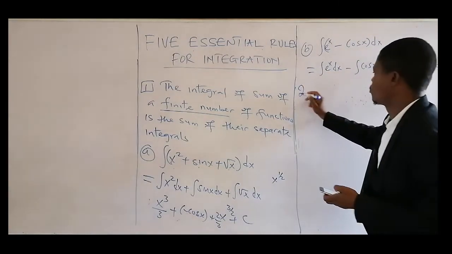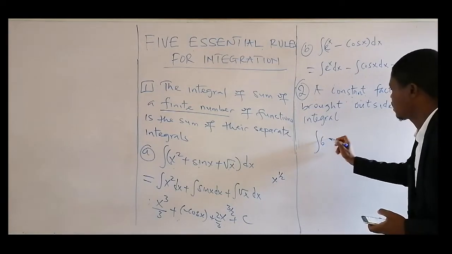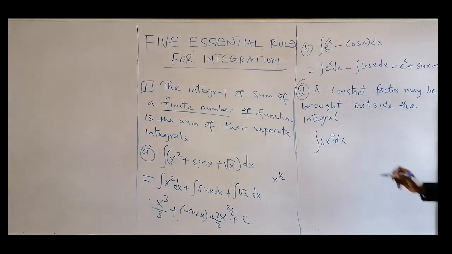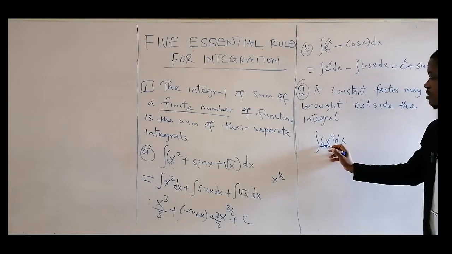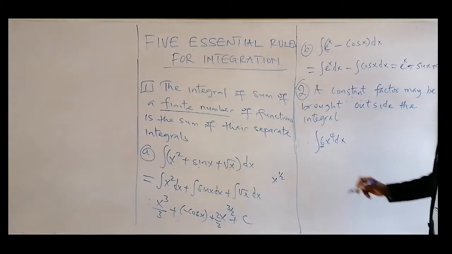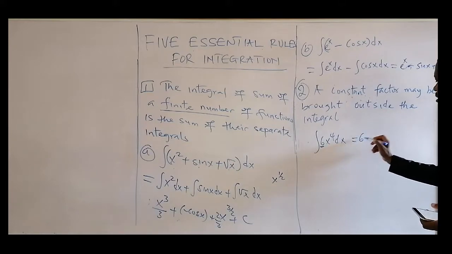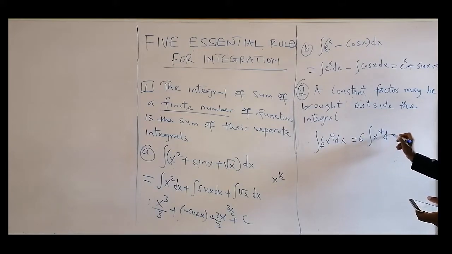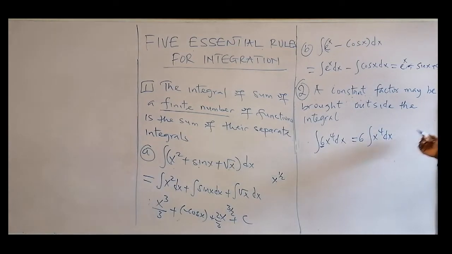Number 2 of the rules. For example, you have the integral of 6x^4 dx. So this is a constant we're talking about, that this constant can be brought outside. So that will be equal to 6 integral x^4 dx. It's not a must, it's just to make it work easy. So you can bring the constant outside the integration, and this will be equal to 6 times the integral of this, x^5 over 5, then plus c. That will give you 6x^5 over 5 plus c.